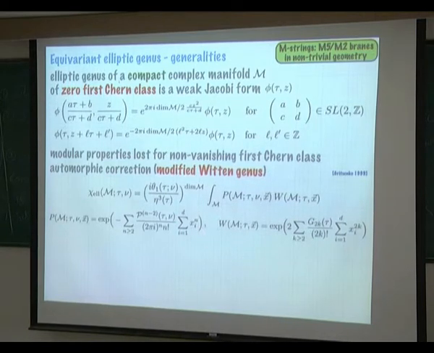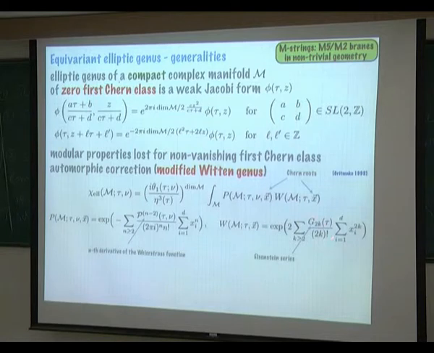And P is just this exponential of derivatives of the Weierstrass function, and W is this function of the exponential of the weighted Eisenstein series in this form. Compact manifolds? This is for compact manifolds. The problem, of course, appears in the integration if you have a non-compact manifold.